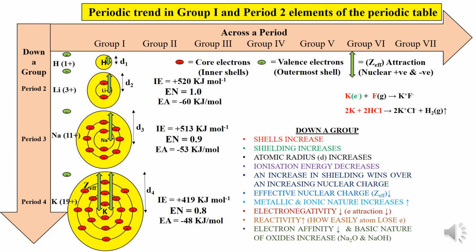So less energy is required in case of potassium, while more energy is required in case of lithium to remove the outermost valence electron. So metallic character increases going down the group. And as the metallic nature increases, even the ionic nature also increases. So the metals easily lose electrons to form electropositive ions, to form cations, because of low ionization energy.